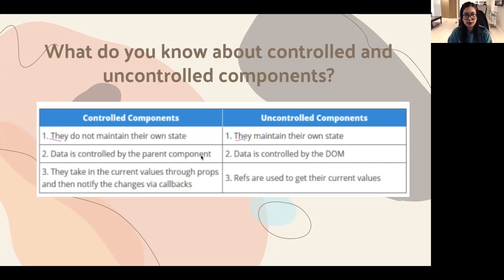They don't have any code or anything. They just show it like this, but it seems like the data is controlled by the actual DOM. In my understanding, the data is controlled by the parent component, which could just be the component itself, basically by React state. So basically, the data is controlled by React state. That's what they mean.